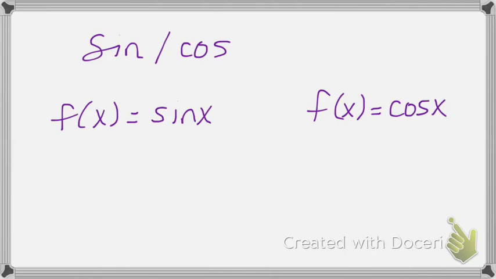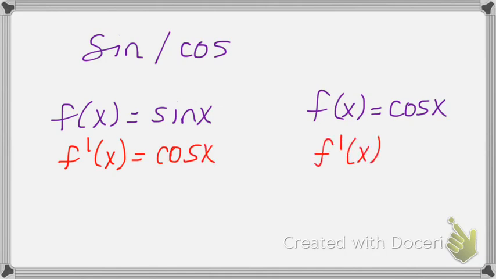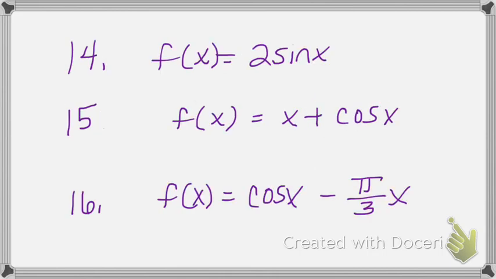Alright, two more, and we kind of talked about them in class today. The derivative of sine is cosine, and the derivative of cosine is negative sine. Alright, so the derivative of 2x, just bring down the 2 and find the derivative of sine, which is cosine.